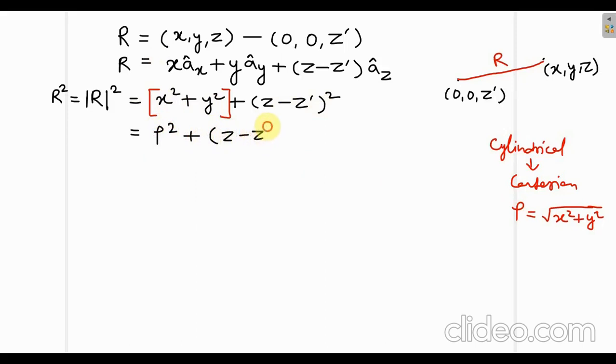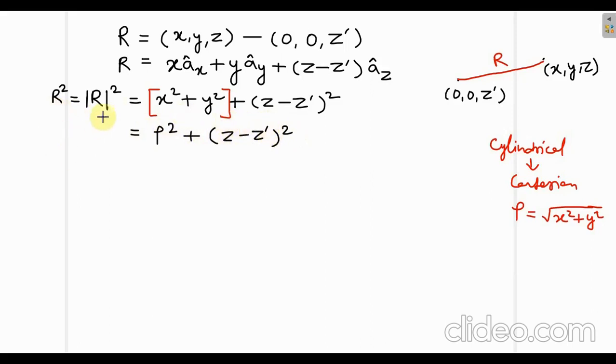So what we are trying to do? We are trying to convert this whole r vector into the cylindrical coordinate system. That's why we have replaced this x and y with rho. So what are the coordinates of the cylindrical coordinate system? Rho, phi and z. So now we have converted it.